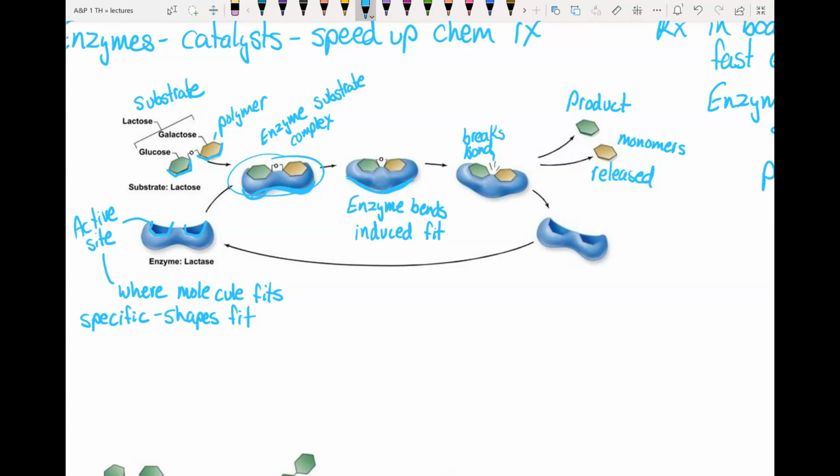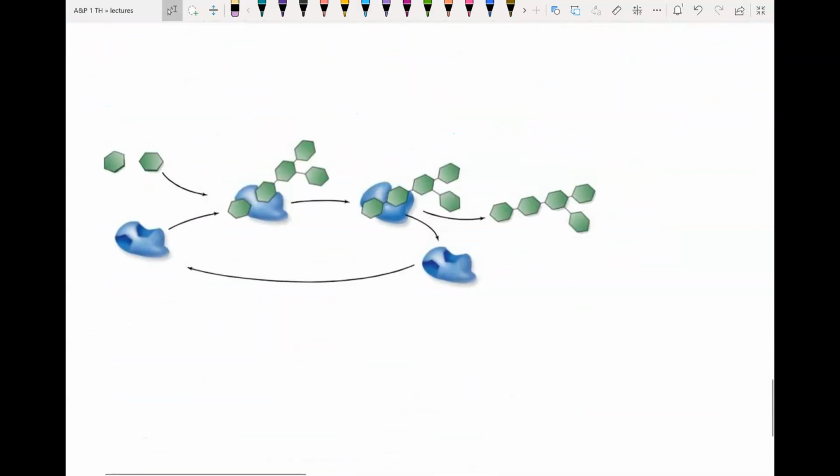The enzyme goes back to its original shape, so it unbends. And then notice we have an arrow here that it goes back to the start. It's ready to go again. So you can reuse your enzyme. Let's look at another example. Here's our enzyme. And notice here, these are the active sites. Here is our substrate. Substrate is the molecule that fits in those active sites.